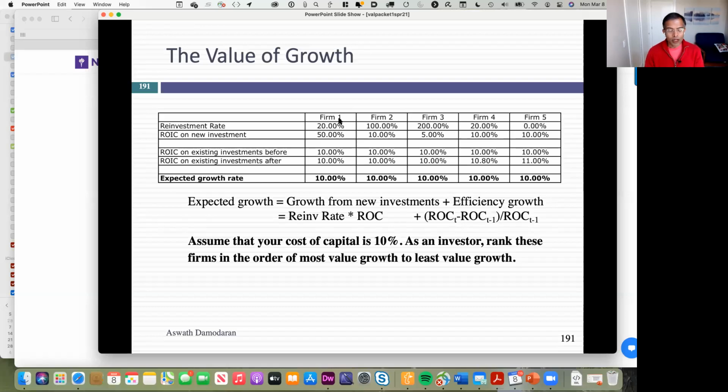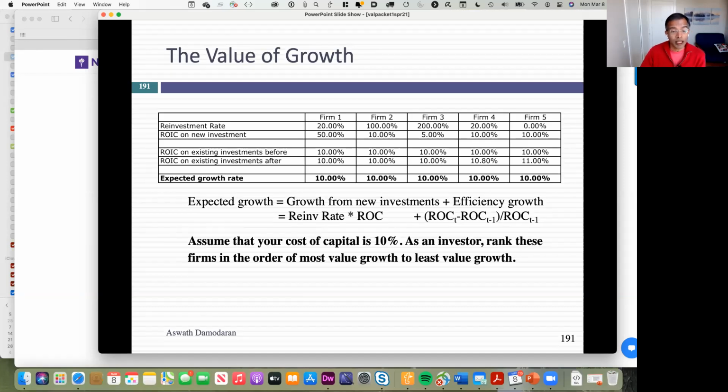Company 1 reinvested only 20% of its after-tax operating income, but they had a 50% return on capital. Company 2 reinvested all of its after-tax operating income, but had a 10% return on capital. Company 3 actually went out and raised money and had a 200% reinvestment rate and a 5% return on capital. All 3 have a 10% growth rate. If I just pick those 3, which of those 3 companies is creating value from growth and why?